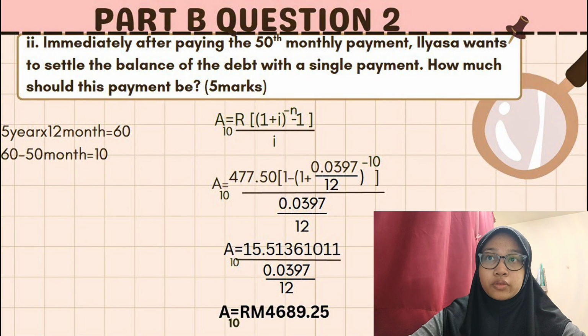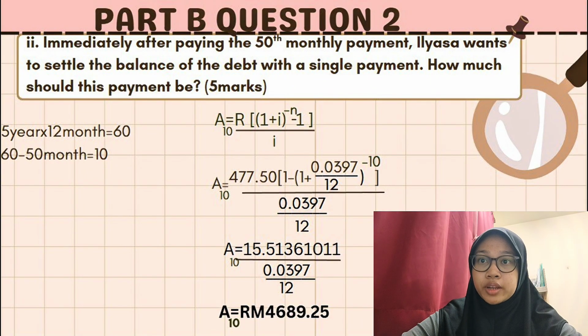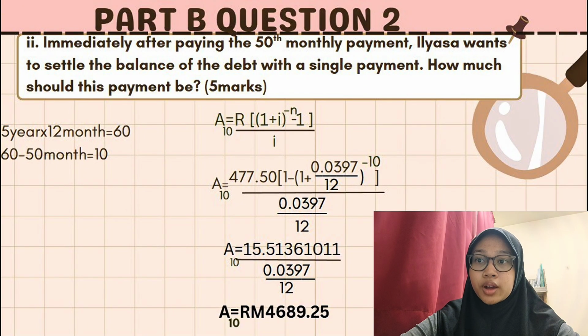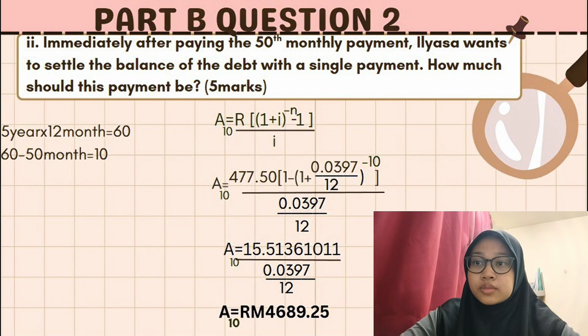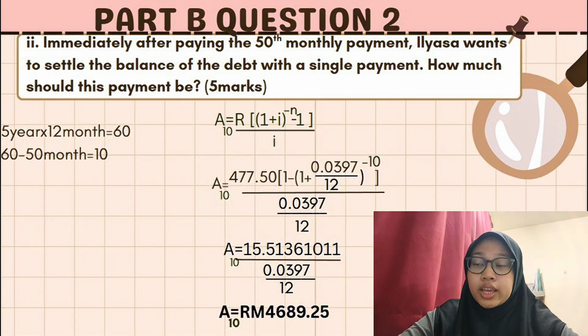Then, we have to use the present value of an ordinary annuity certain formula to solve this question. The amount required to settle the remaining debt is equal to 477 ringgit and 50 cents multiplied by a fraction, which is 1 minus bracket 1 plus 0.0397 divided by 12, raised to the power of negative, which is the number of remaining months, 10. The value inside the brackets evaluates to 15.5513011. Then divide this by 0.0397 divided by 12. And then we got the answer. For A, Ilyasa must pay 4,689.25.